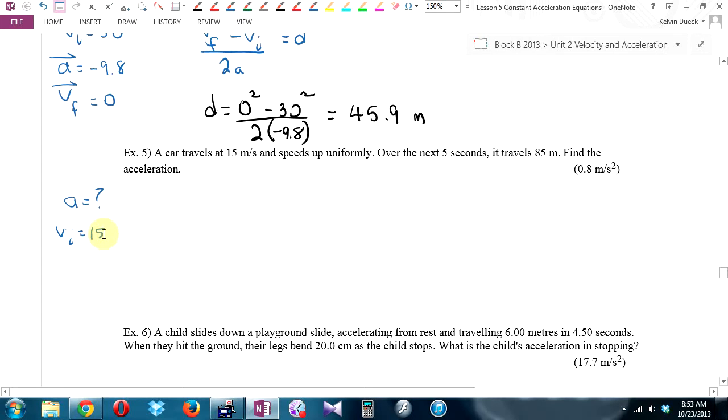Speeds up. Okay, because it's finding an acceleration, the fact that it speeds up means my answer for the acceleration is going to be what? Positive. If I get a negative, I've goofed. So nature's got some built-in error checks for me. Keep going. What else do I know? The displacement. You went too far. You missed something. Over the next 5 seconds. What's that? Time. Yep.